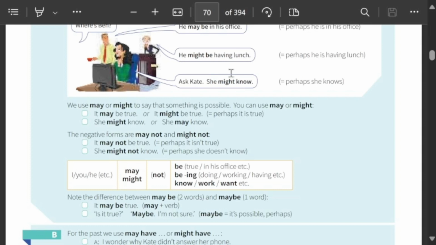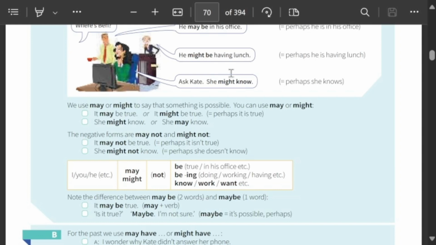For example, it may be true or it might be true. In this case, it's the same. You can use both. Perhaps it is true, you see? This is another way of saying, perhaps it is true. Don't say, it perhaps is true. It's different order, word order. If you use may or might, it goes after the subject, you see? It may, it might. But if you use perhaps, it's in the beginning, before the subject. Perhaps it is true. Maybe it is true.